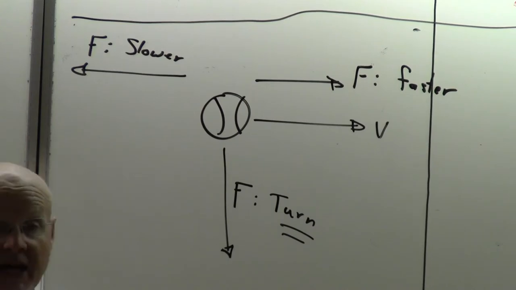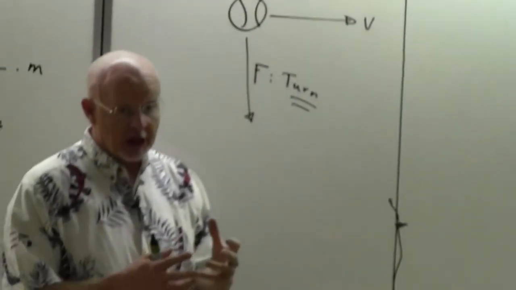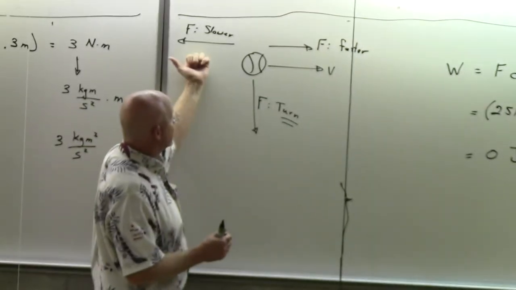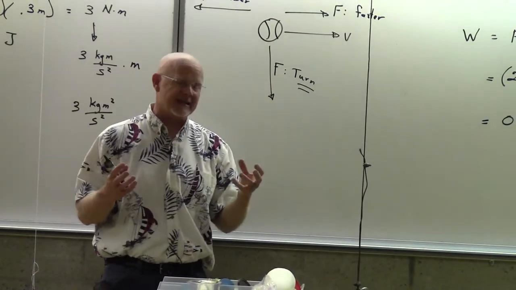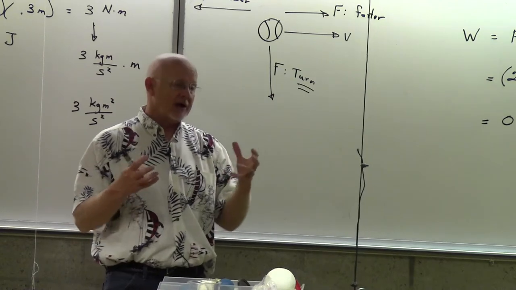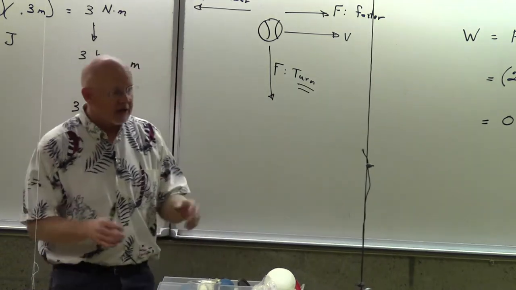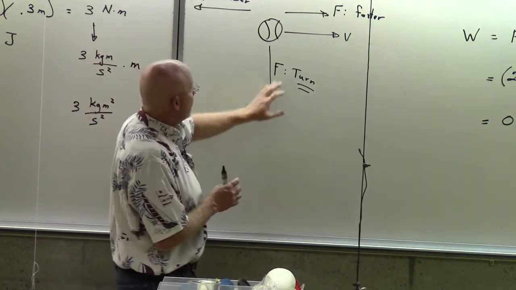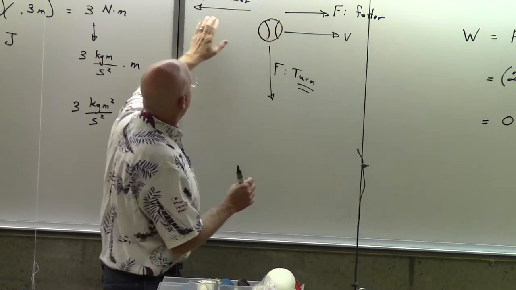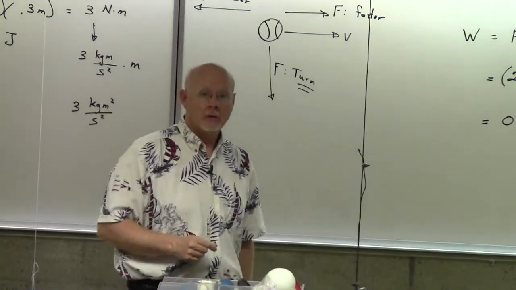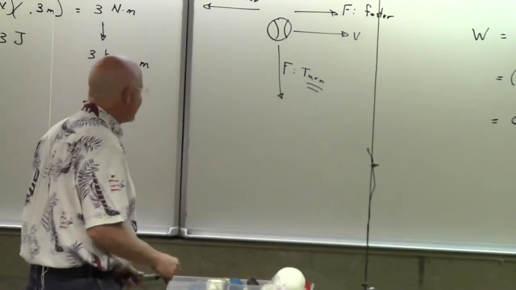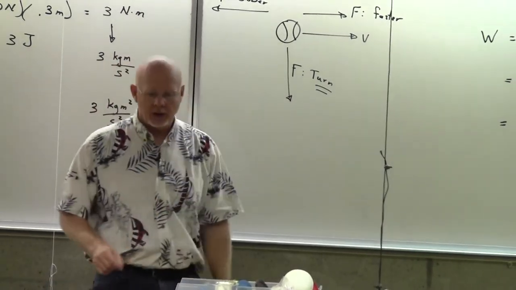Now, when I say in the direction, I should be a little careful here, because opposite is, you know, the same direction. What I really mean by that is the same axis. This is the x-axis. And so one is positive and one is negative, yes, but it's along the x-axis. So the forces that make it go faster or the forces that make it go slower, those do work. But the forces that make it turn don't do any work.